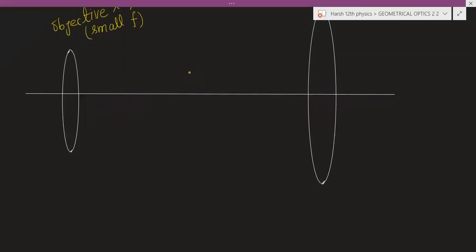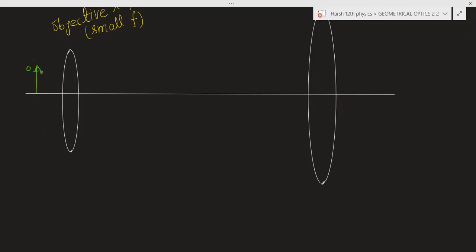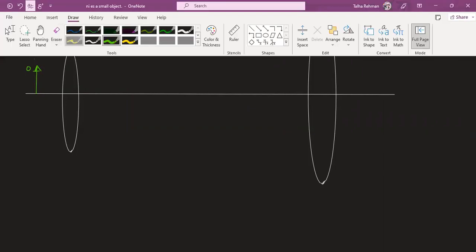Now, I am taking one object that you want to see in the compound microscope. This is the object, and this object is placed in front of the objective lens. So what will happen? The objective lens will produce the image of this object. So we'll first draw the image for this.